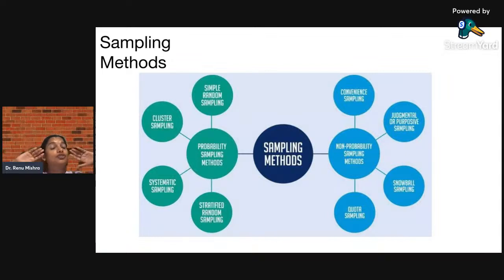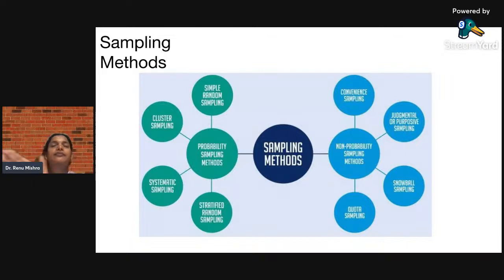So the people living in Australia, the people living in Melbourne, are my population. I can't go to each one of them. I will choose a handful of them, and that's called my sample, on which I will conduct my research. And choosing that sample can be done by probability and non-probability methods.